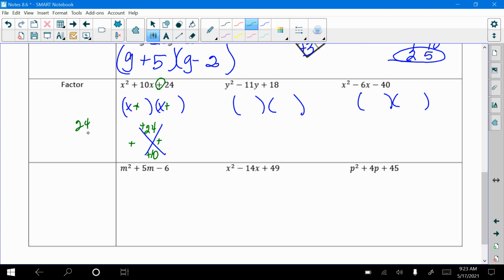So 24: 1, 24; 2, 12. They add, I'm looking at adding to 10, same sign. 3 and 8, 11. 4 and 6 is 10. Ooh, 4 and 6 is 10. So 4 and 6.